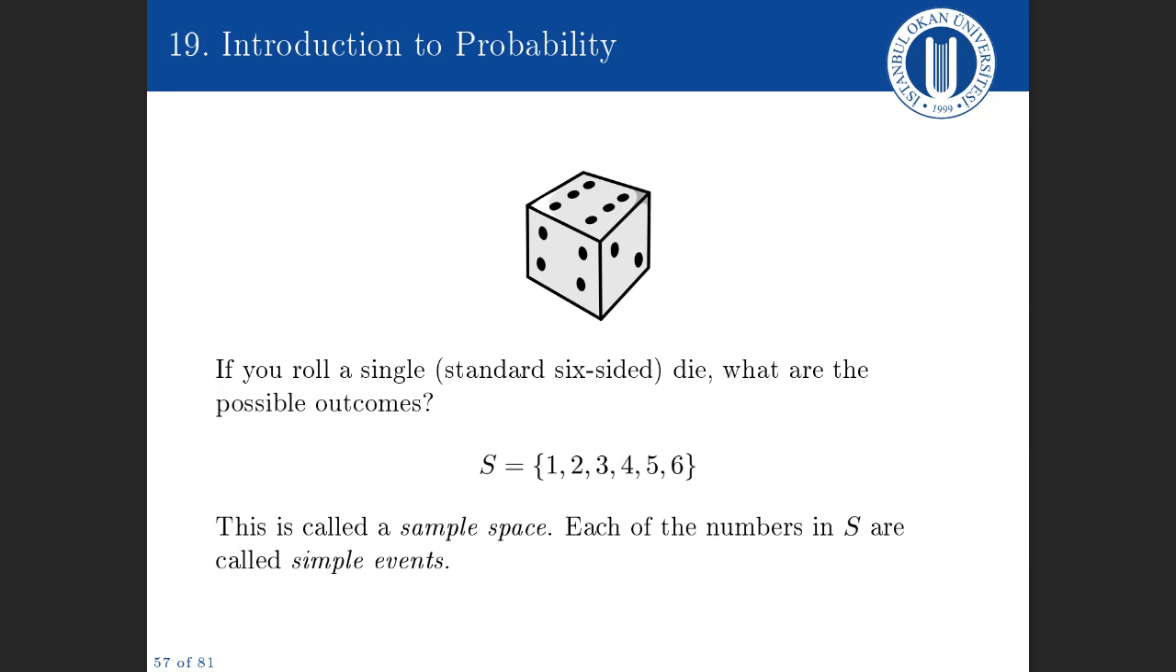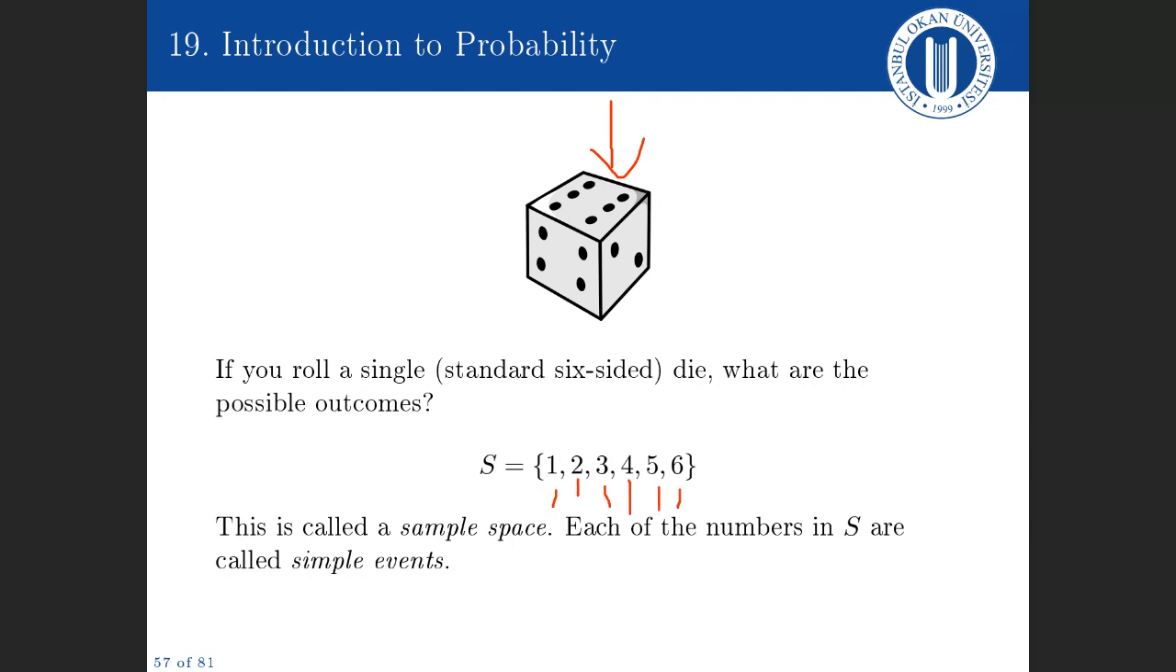To start with, let's suppose we're going to roll a single standard six-sided die. What are the possible outcomes? What number could appear on the top of the die? We could get a 1, a 2, a 3, a 4, a 5, or a 6.